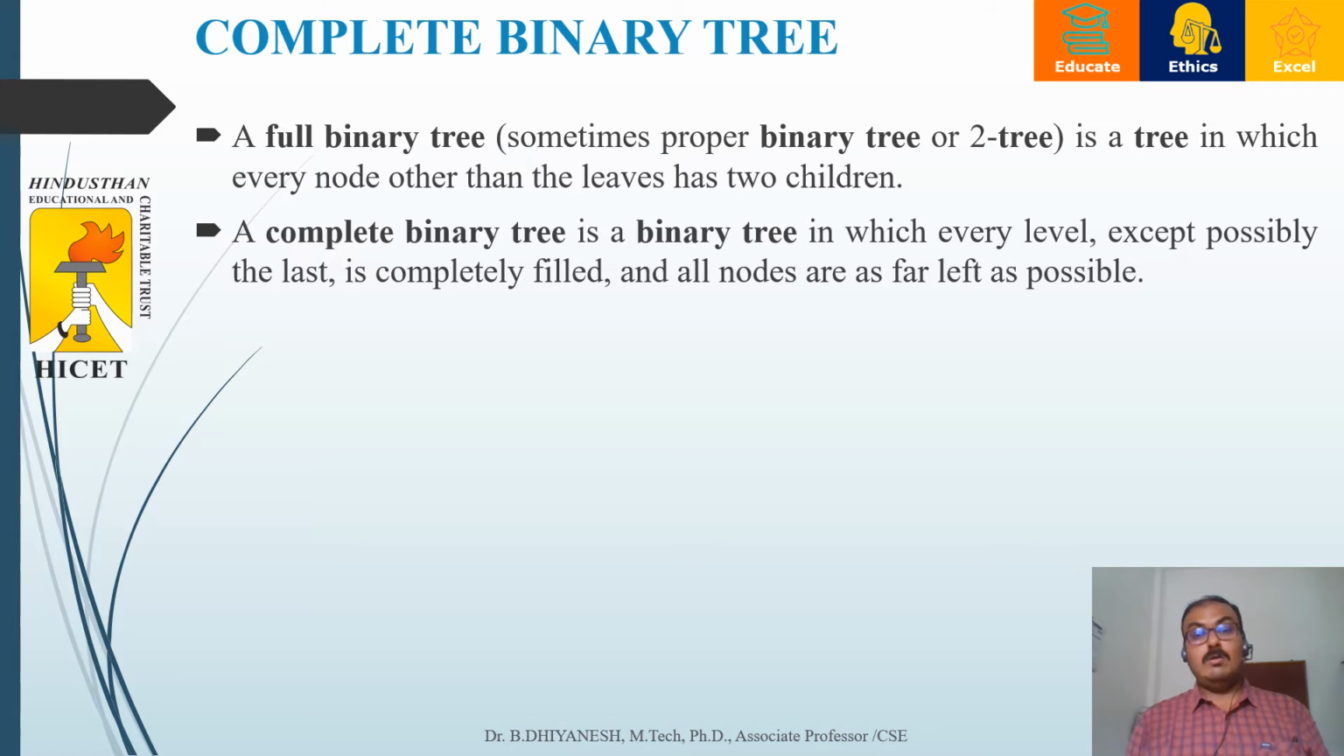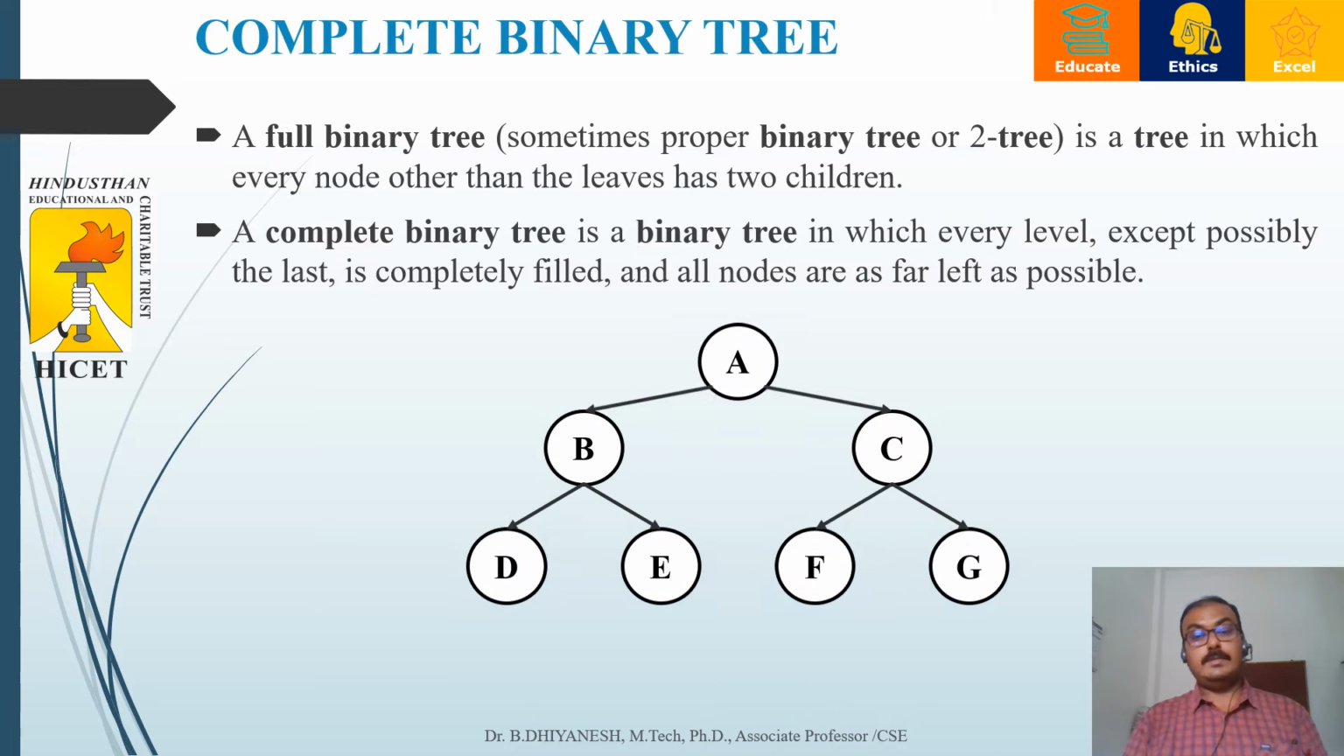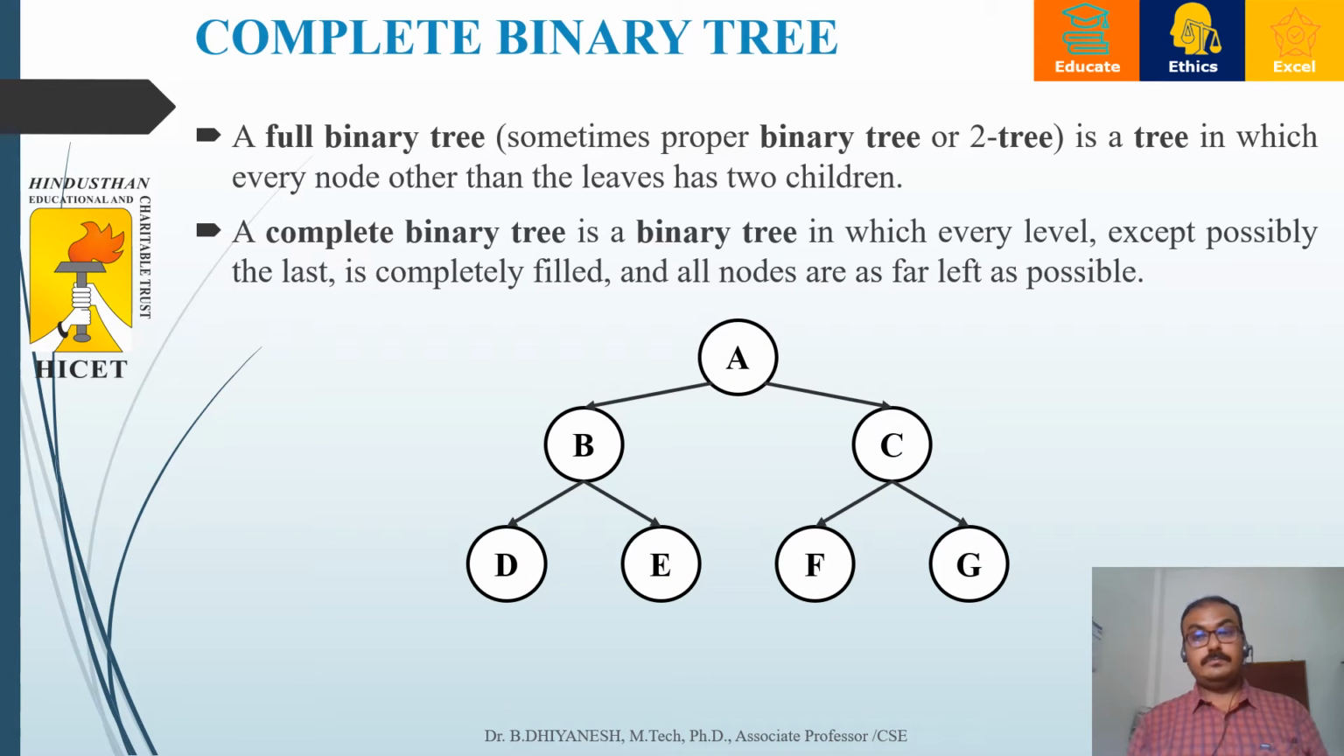A complete binary tree is a binary tree in which every level except possibly the last is completely filled. All the nodes are as far left as possible. Let us see the example for complete binary tree. So here every node other than the leaves has two children. The leaves here are D, E, F, G. These are all the leaf nodes. A leaf node doesn't have any further subtrees. If the leaves are all at the same depth like this, it is a complete binary tree.